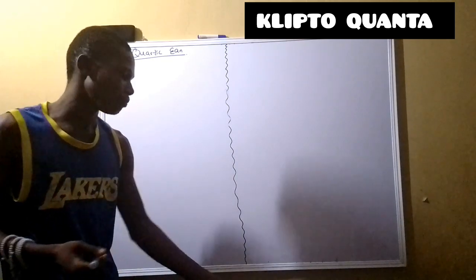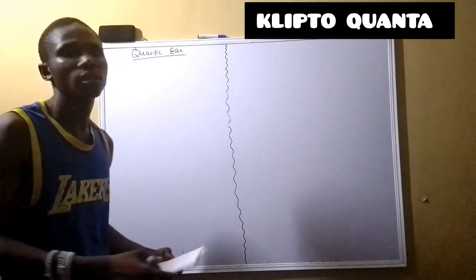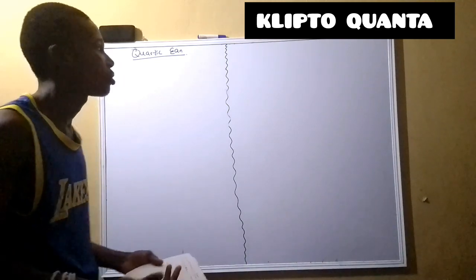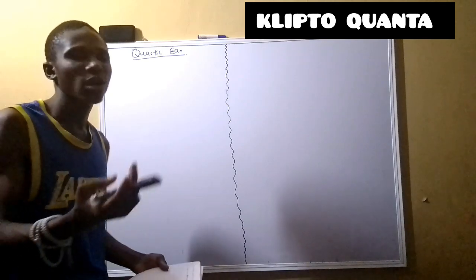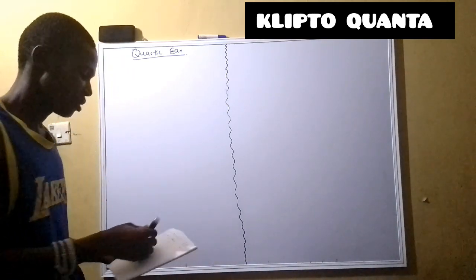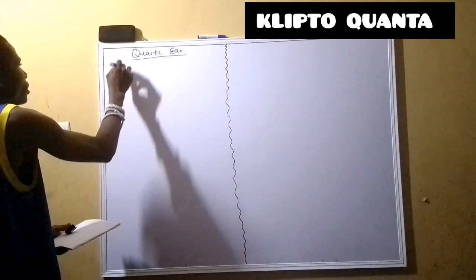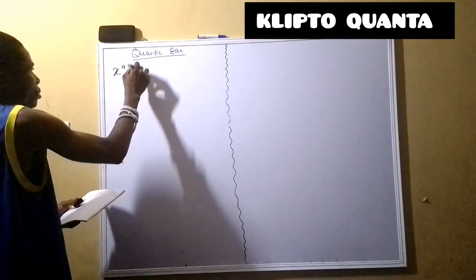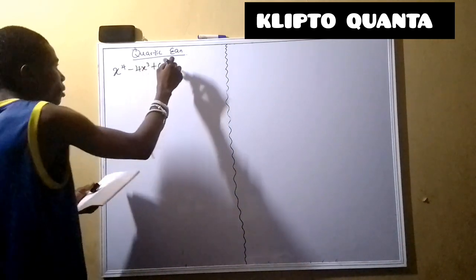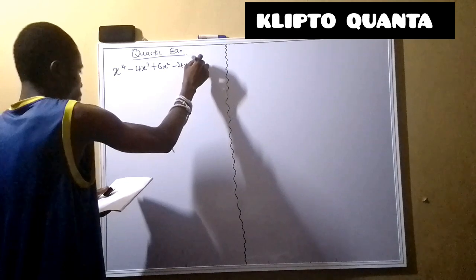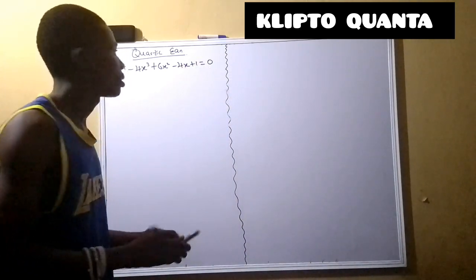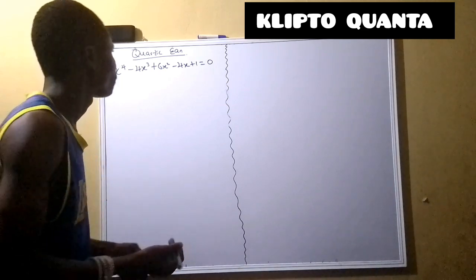I'll be talking about two methods tonight: the normal rationalization, or synthetic division, and also the normal Olympiad method, the normal trick. Let's look at this question. Say you have x raised to the power 4 minus 4x cubic plus 6x squared minus 4x plus 1 equals 0.